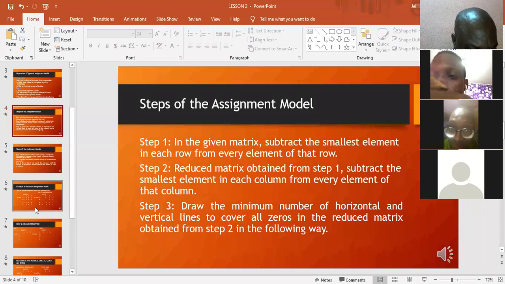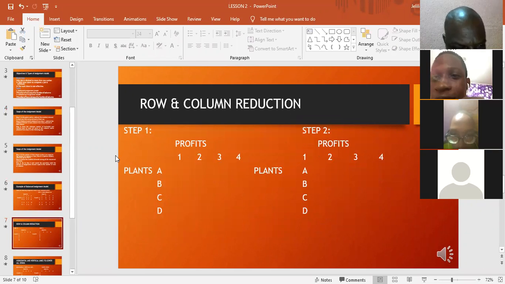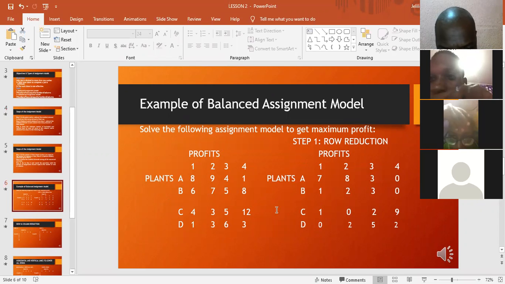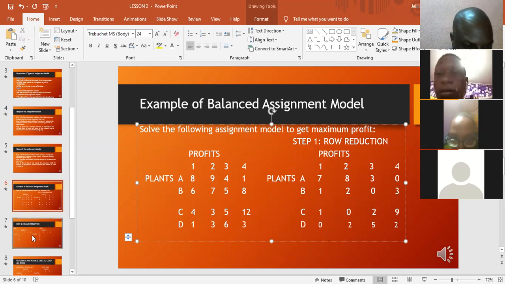Now, this is our step 1. There's a mistake in the second row. 1 minus 6. Yes, the 3 is supposed to be 0. Then in this second row, the smallest is 5. Okay, this one should be 3, this one should be 3, this one should be 0, and this one should be 3. Okay, thank you. So let's go to the column reduction now.